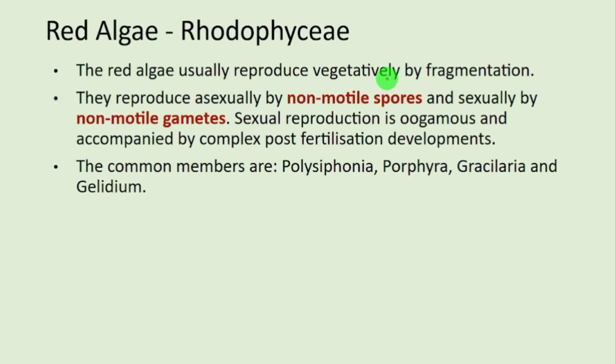Then again, vegetative reproduction by fragmentation. Asexual reproduction is by non-motile spores. Sexual reproduction by non-motile gametes. So this is typical feature of red algae. Sexual reproduction is oogamous and accompanied by complex post-fertilization development. So details fortunately is not given in the textbook. It will not be asked in NEET. Only thing you have to remember is whether they are motile or non-motile. And only 4 examples to by heart in red algae.